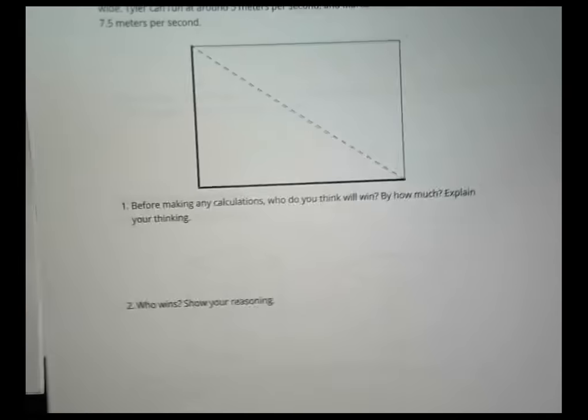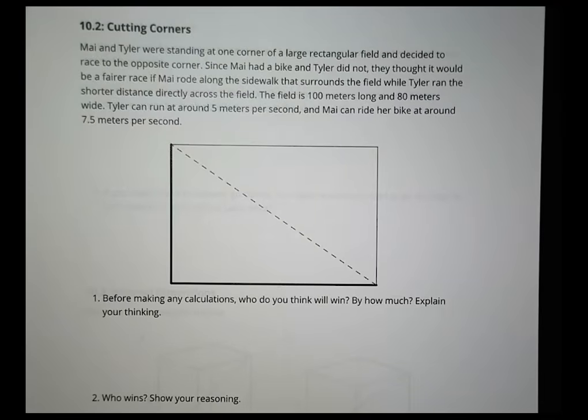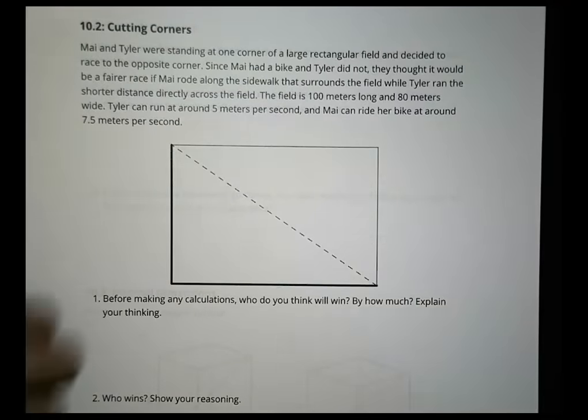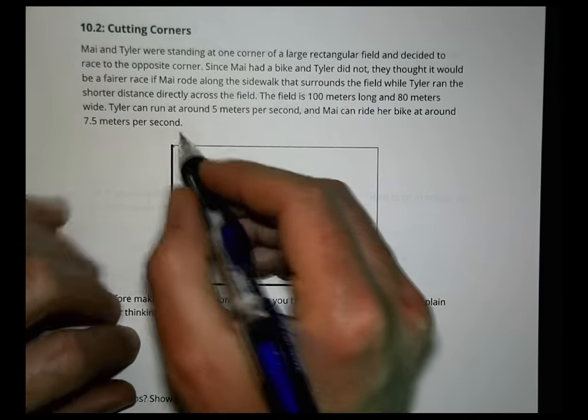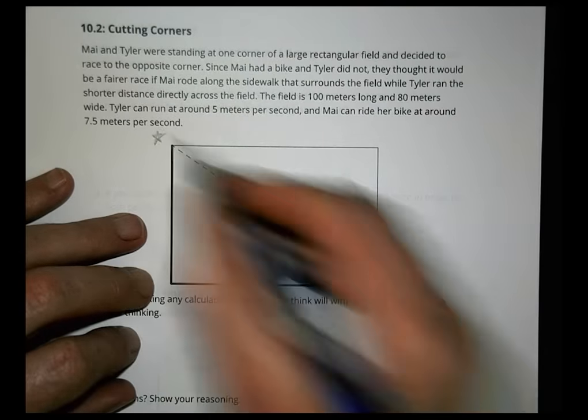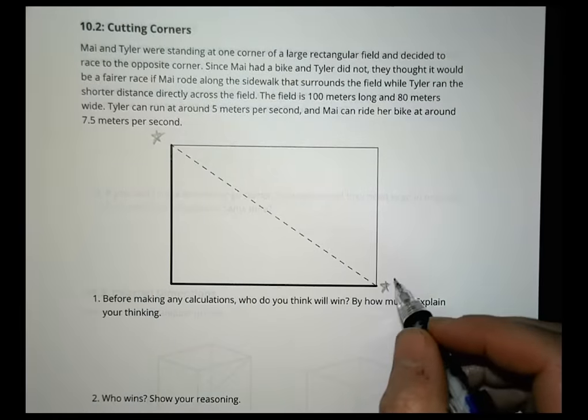Now in our activity today, the first one is called Cutting Corners, and it says that May and Tyler were standing at the corner of a large rectangular field and decided to race to the opposite corner. So let's just say they're standing over here, and they're going to get over here.